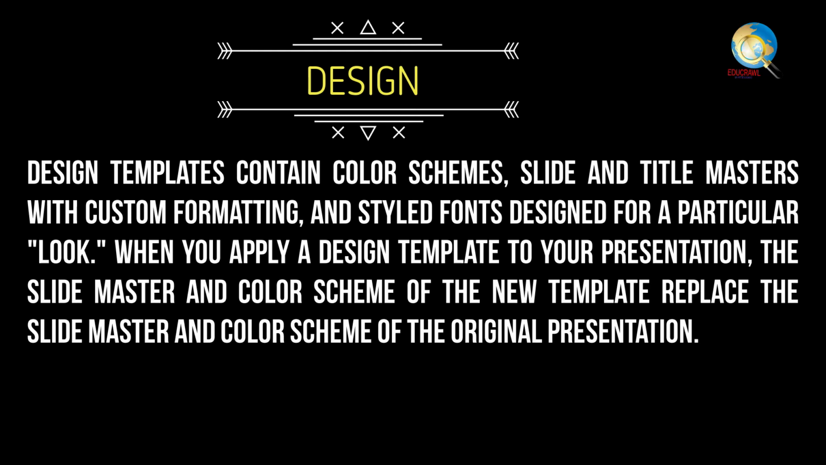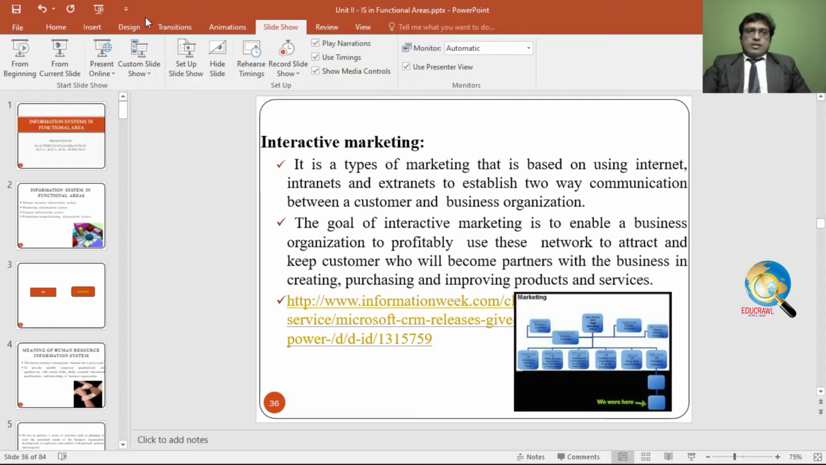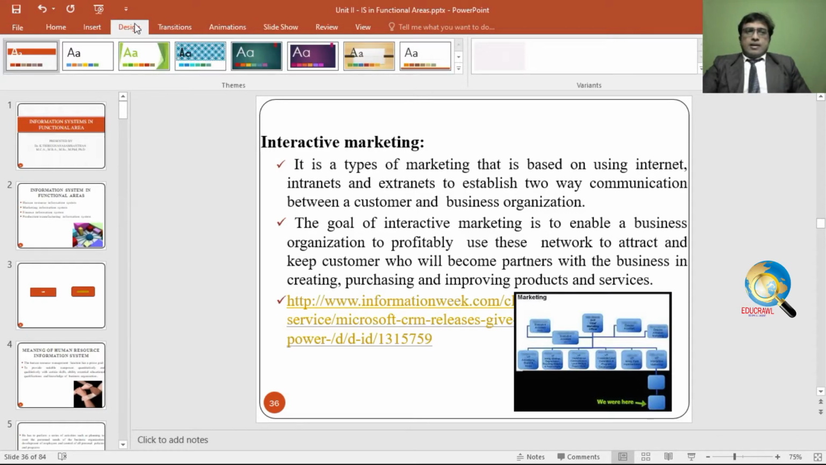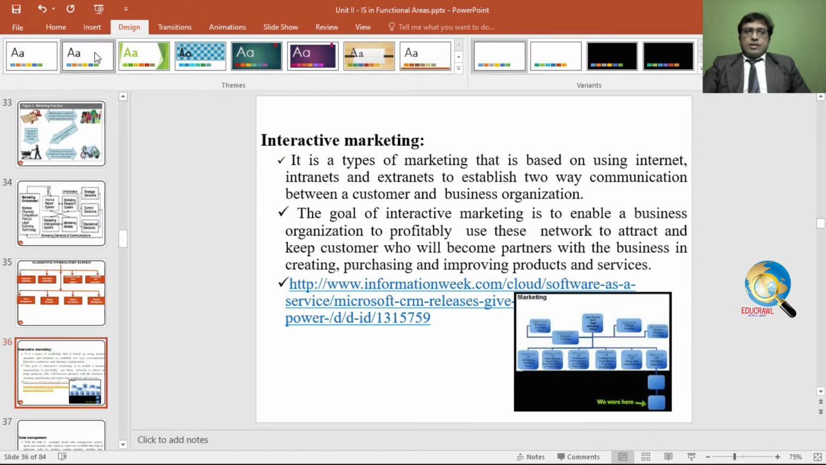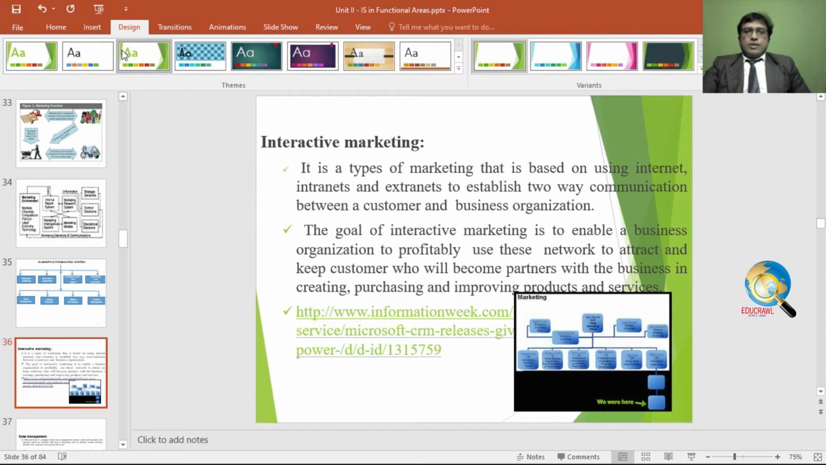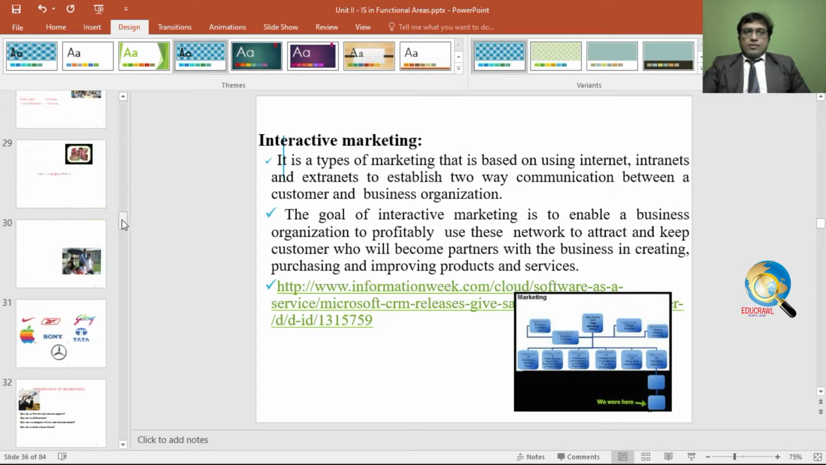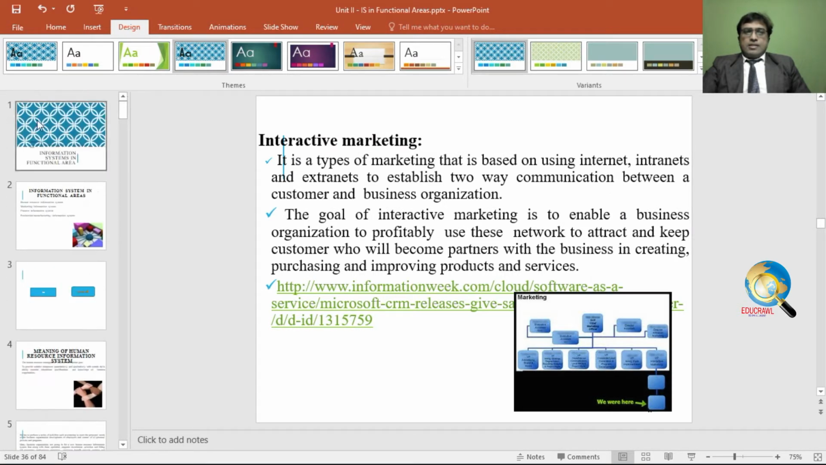Now, let us see how to apply design in a PowerPoint presentation. There is an option called Design. In this you have different types of designs. Suppose if you want to click this, that design will be appearing. So I'm going to click this one. So you can see the design is changing. You can see, I will show in the title slide. You can see the changes will be visible to you.